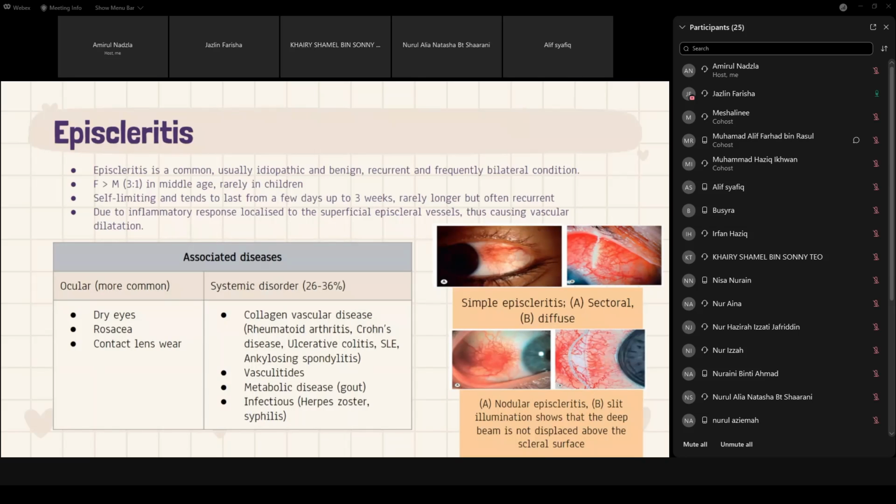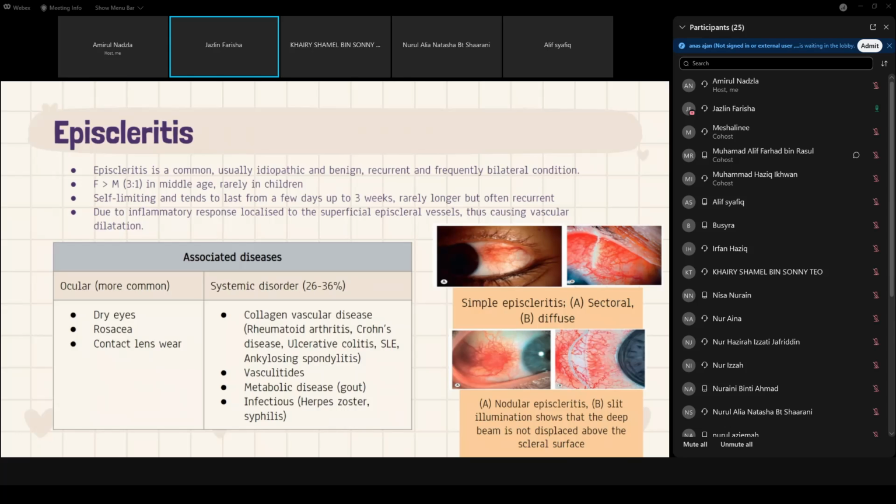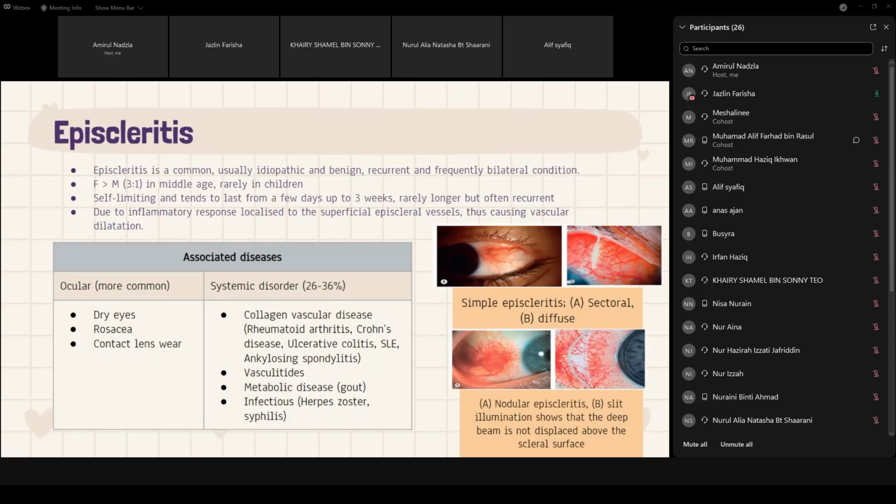Okay, so episcleritis is a common, usually idiopathic and benign, recurrent and frequently bilateral condition. It affects females with a ratio of 3:1 in middle age, and it rarely occurs in children. It is self-limiting and tends to last for a few days and up to 3 weeks, but rarely longer, and often will be recurrent.